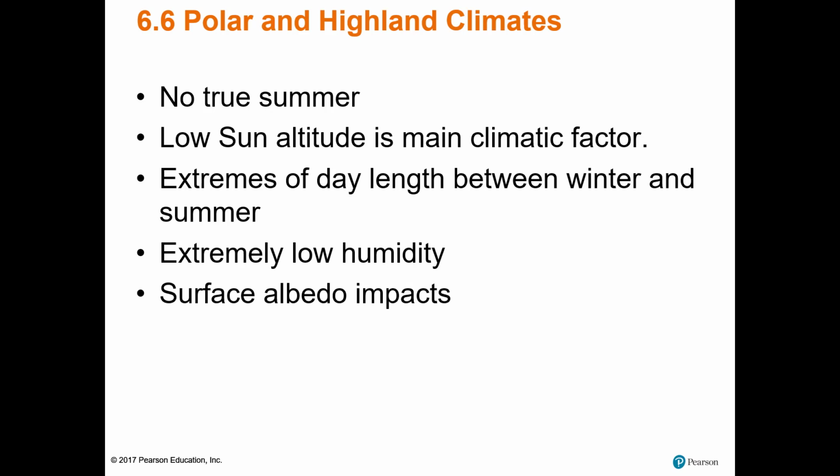In polar and highland climates, there's no true summer. There's a low sun altitude, and that's the main controlling climatic factor. There are extremes of day length between winter and summer, and they experience very low humidity.